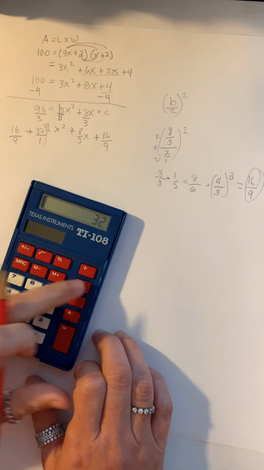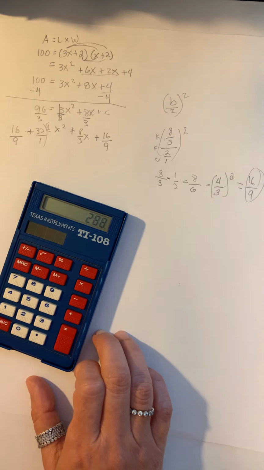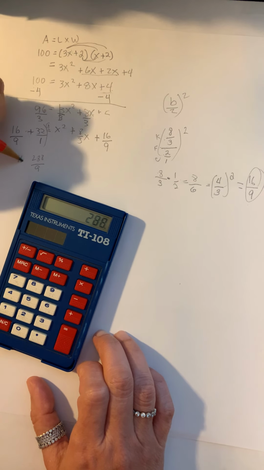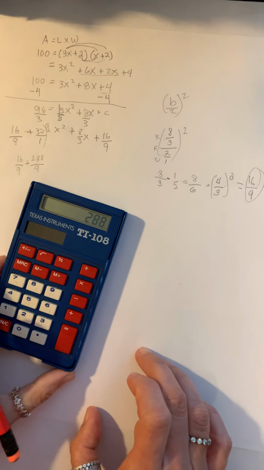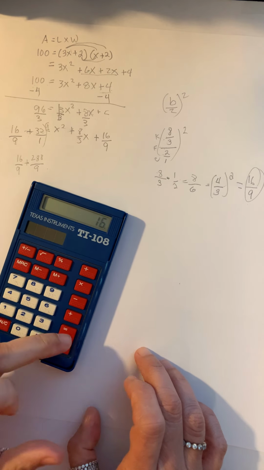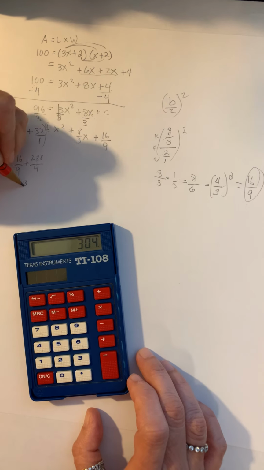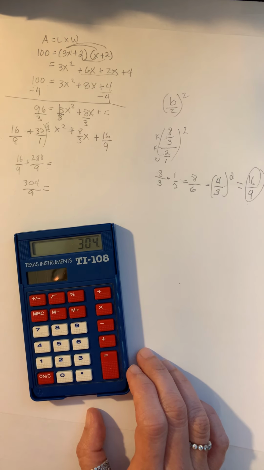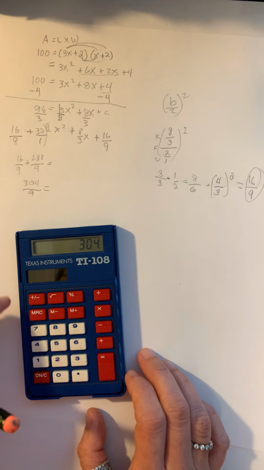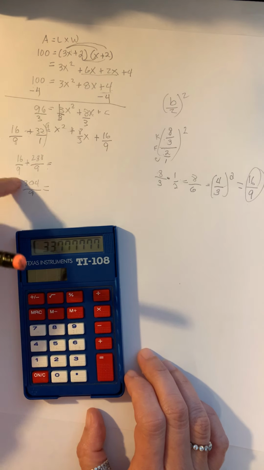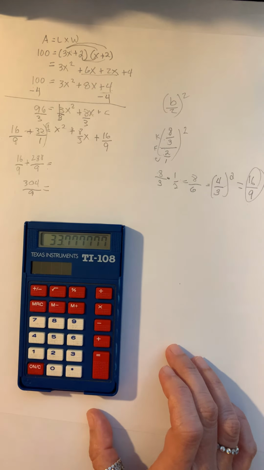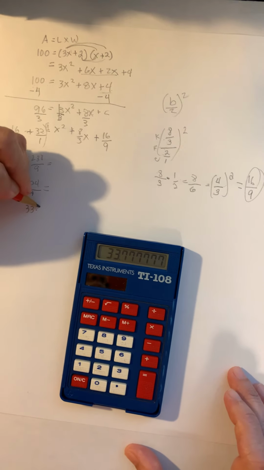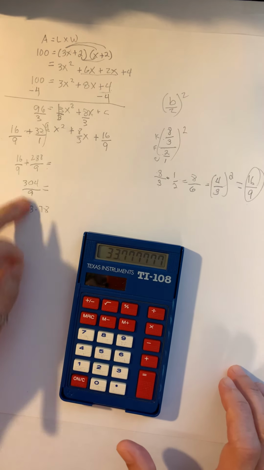So 32 times 9, I get 288/9, and then this stays 16/9. Okay, 288 plus 16. I get 304. 304/9. All right, so for right now on that side, 304 divided by 9. Why am I dividing it by 9? Because I'm switching it to a decimal. So 33.78. Okay, so let's stop right here.